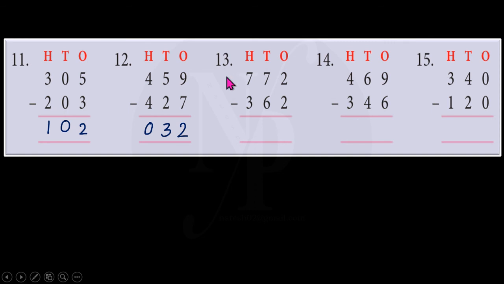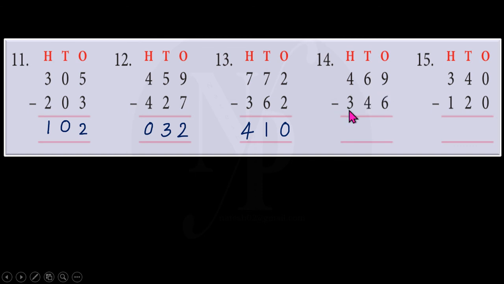Question number 13, 772 minus 362. Here, we subtract 2 from 2 and we get 0. Subtracting 6 from 7, you get 1. On subtracting 3 from 7, you get 4. Therefore, 410 is the difference.